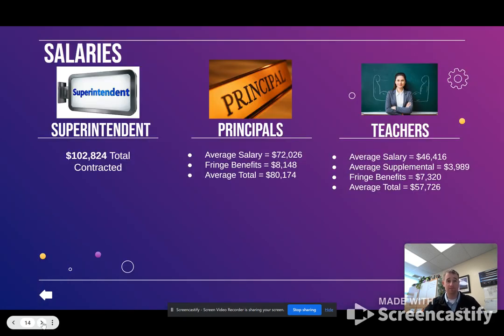Looking at salaries for the superintendent, the total contracted salary is $102,824. For the two principals, the average salary was $72,026, but with fringe benefits and everything, average total of $80,174. For our teachers, average salary is $46,416. Average supplemental duties, $3,989. With benefits, just over $7,000. So for an average total for our teachers of $57,726.